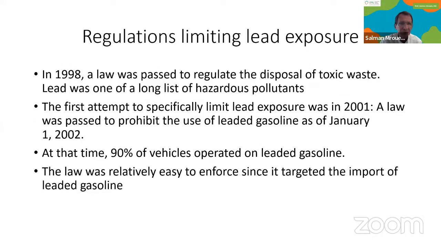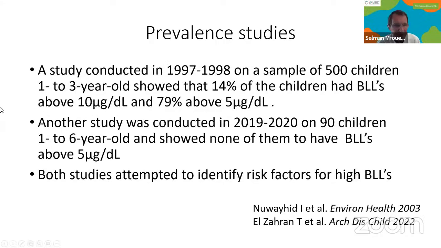Now, about studies on the prevalence of lead exposure. We have two studies conducted in children. One of them was conducted in 1997-1998 on a sample of 500 children, 1 to 3 years old, in the Beirut area. It showed that 14% of the children had blood lead levels above 10 micrograms per deciliter and 79% above 5 micrograms per deciliter. Another study was conducted in 2019-2020 on 90 children here. This was a smaller study, of 1 to 6 year olds in the same area, and it showed that none of them had blood lead levels above 5 micrograms per deciliter.